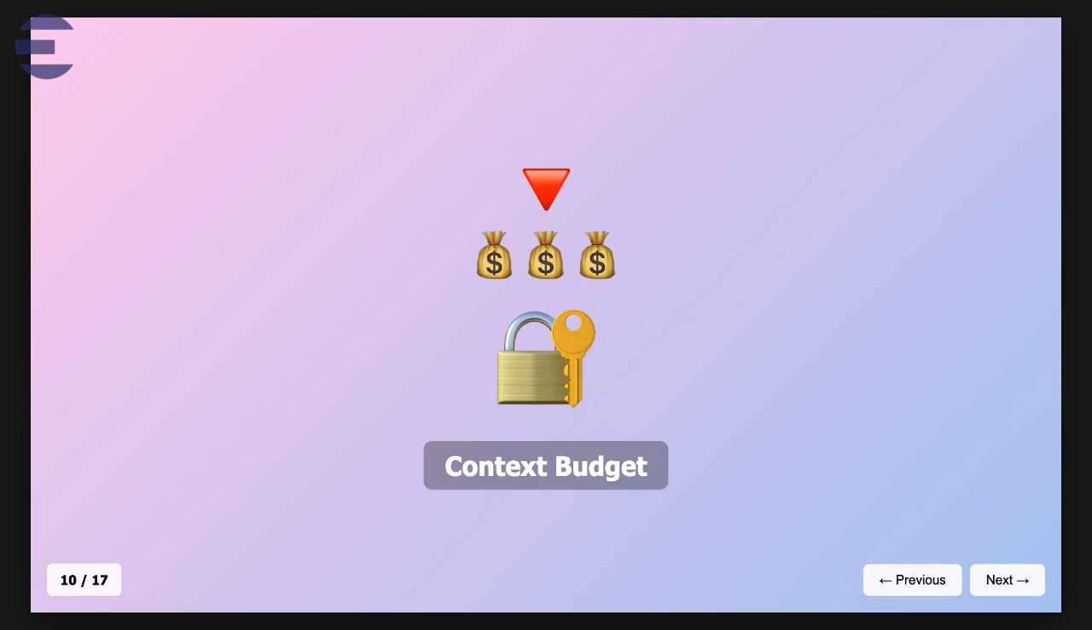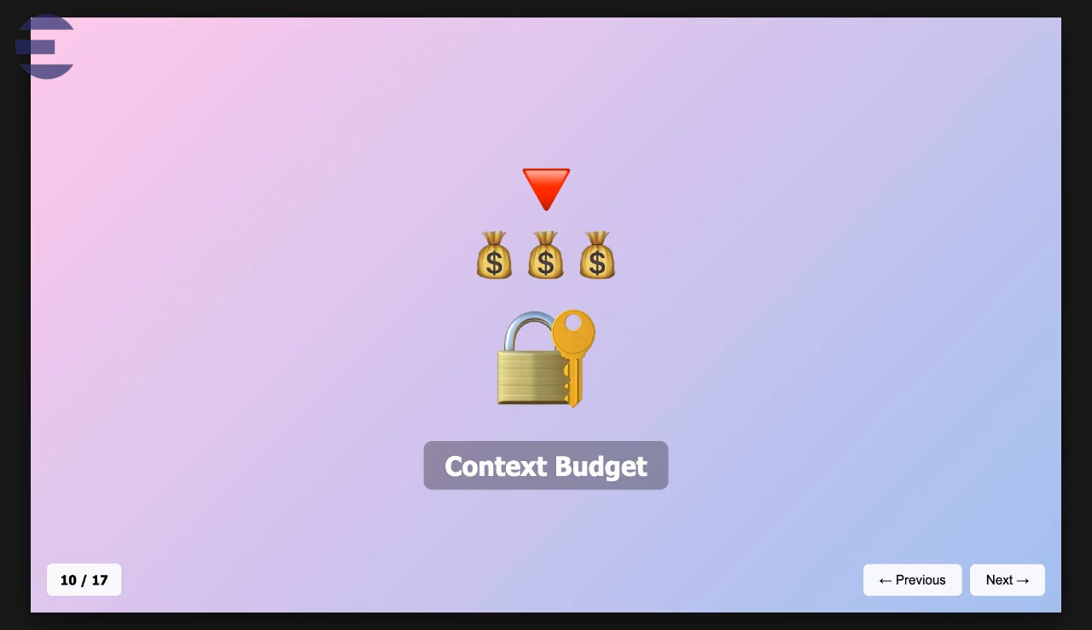Then there's risk, making sure you're not leaking private data. And of course, there's cost, because every single token has a price tag. A well-engineered system is constantly optimizing across all four of these. The real art of context engineering is in how you allocate this budget.